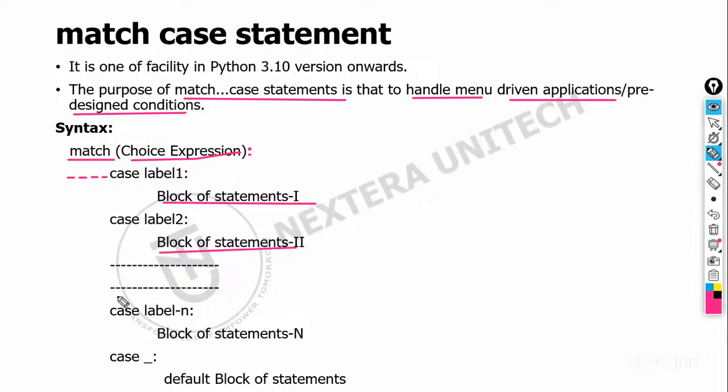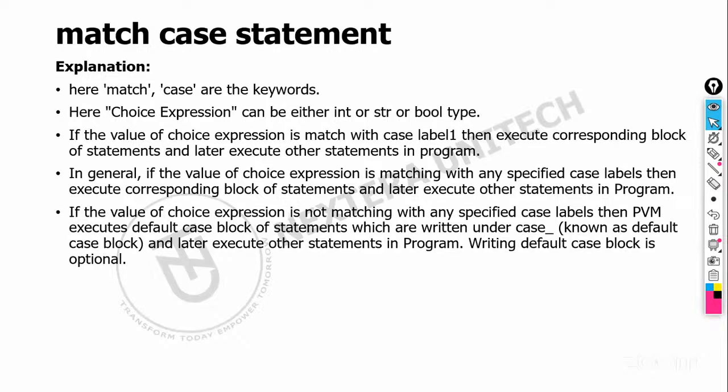You can have multiple case labels, and by default there is a case underscore block. This is called the default case underscore block, and this is again optional, my friends. Right? So let us understand the syntax in depth. Within the syntax, we are using two keywords. What are they? They are match as well as case.